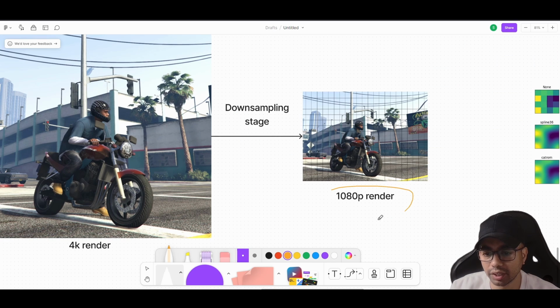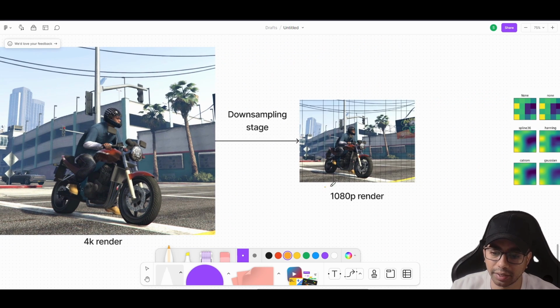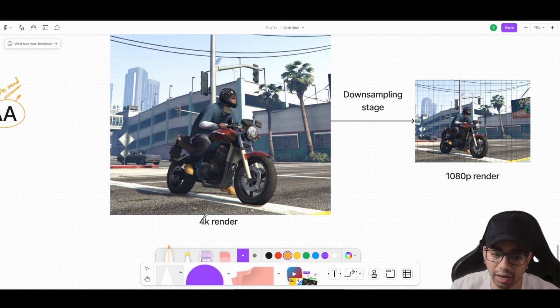So let's try to understand what this actually is. Imagine the output screen that you have is 1080p. We are not going to render our scene at 1080p. We are going to render it at a higher resolution, or a super resolution. Let's say we render it at 4K, then there comes a stage called downsampling. Downsampling basically takes this 4K render and converts it into a 1080p render.